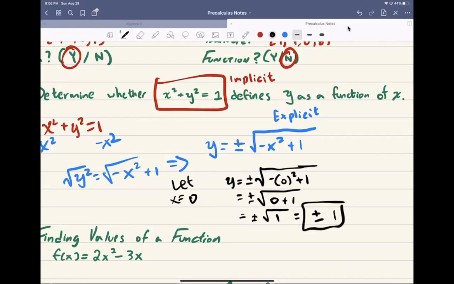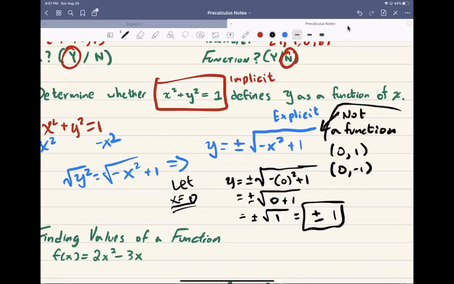All right, so we have one input. What do we let our input be? x is equal to 0, and that's going to give us (0, 1) and (0, negative 1). You see, because we have this plus or minus part here, that means this equation is not a function, and it's actually the equation of a circle. So it kind of makes sense why it's not a function. And that's how we can tell.